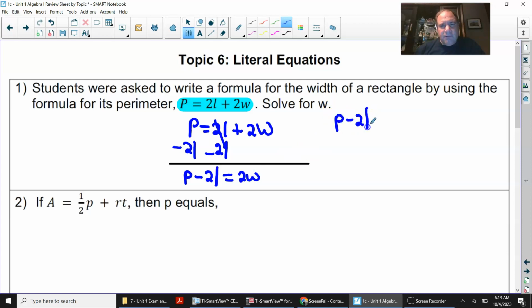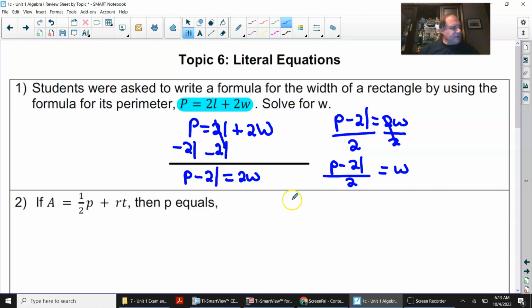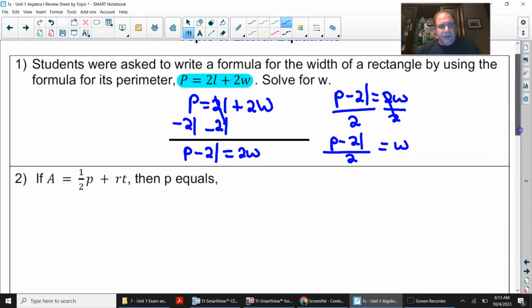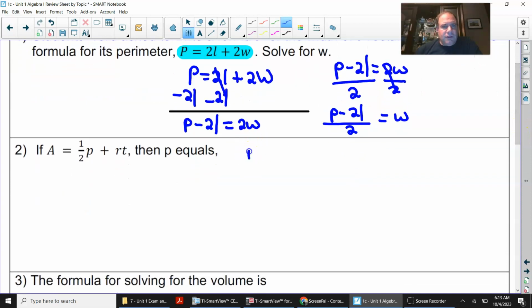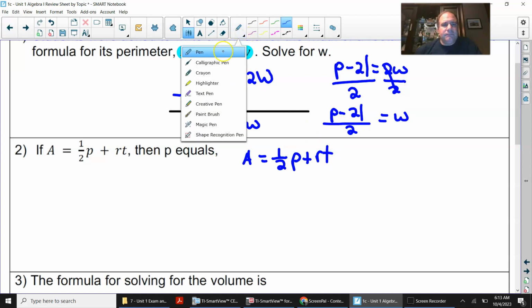So this is P minus 2L equals 2W. And then we're going to divide by 2 on both sides. W equals, solving for W, P minus 2L over 2. And that is your final answer. Solved for W. So this one right here, number 2. We're going to solve for P.